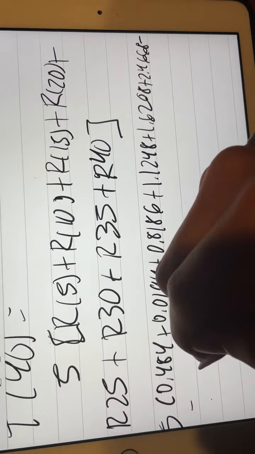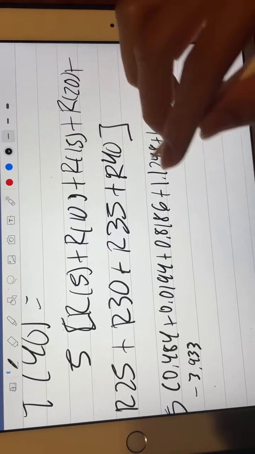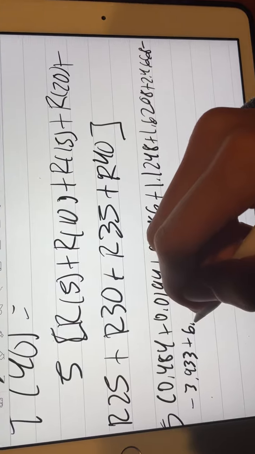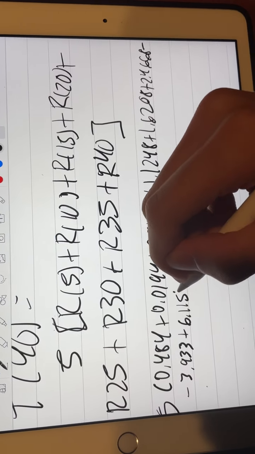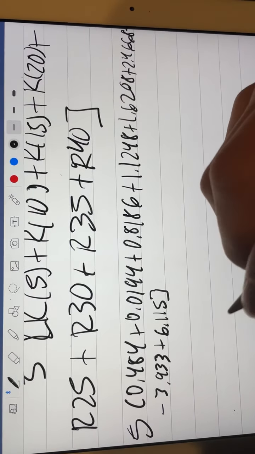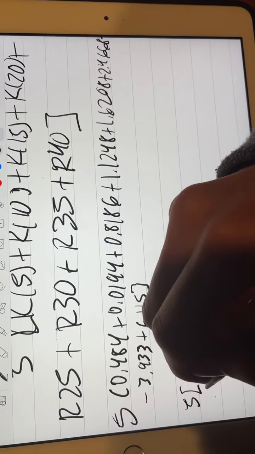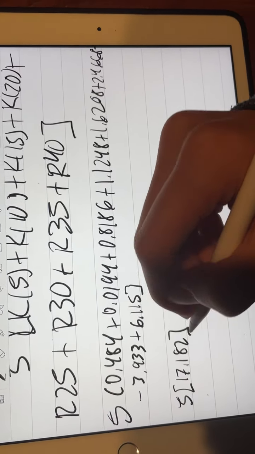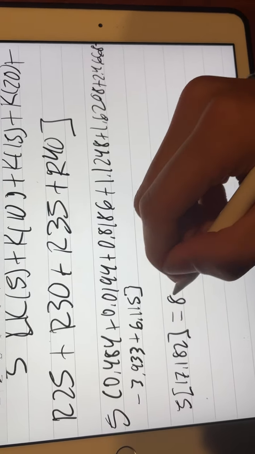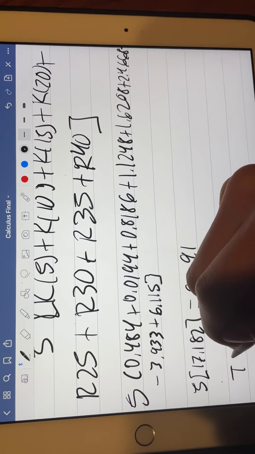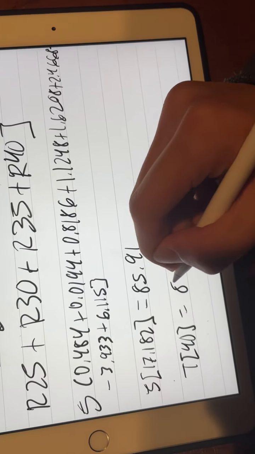So it's going to go 3.933. Again, I'm just substituting in the values. Plus 6.115. There we go. All right. And you multiply all together, put it in a calculator, and you get 517.182, which would then equal 85.91. So that is the answer for 40. So for T40, we got 85.91.